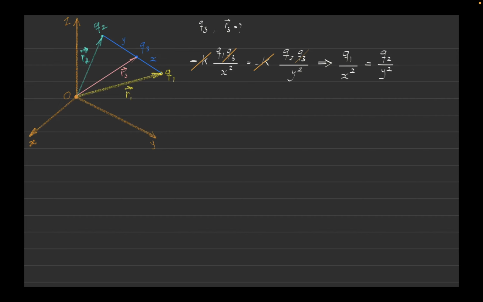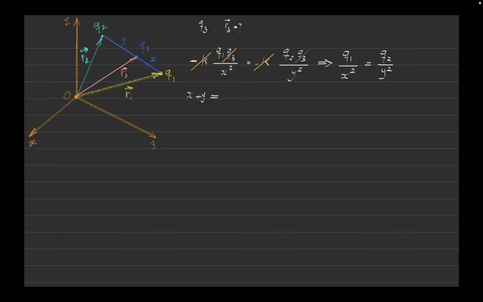Of course, if the location of Q1 is given using the vector R1 and the location of Q2 is given by the known vector R2, you can immediately find the distance between them. So the distance between these two is not unknown. So in principle, if I ask you what is x plus y, x plus y is this distance.